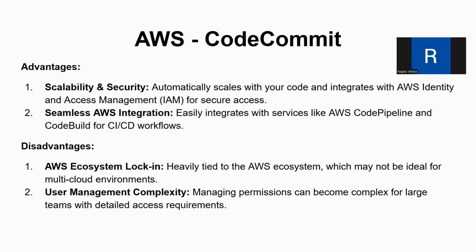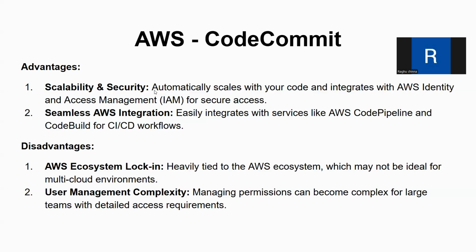Disadvantages: AWS ecosystem lock-in, heavily tied to the AWS ecosystem, which may not be ideal for multi-cloud environments. User management complexity: managing permissions can become complex for large teams with detailed access requirements. These are the disadvantages, because if your application is 100% on AWS and you just want to use it, you can definitely go with it.